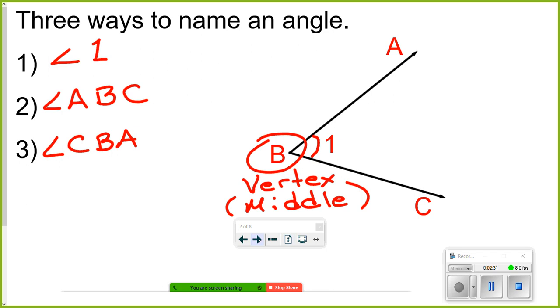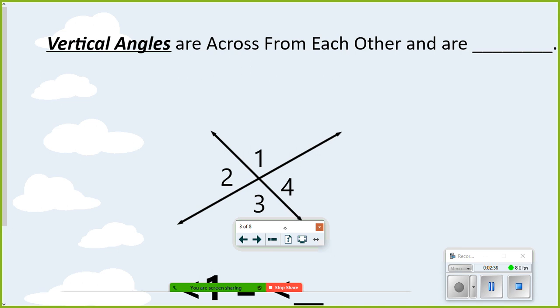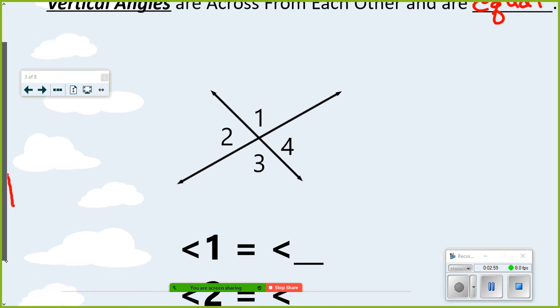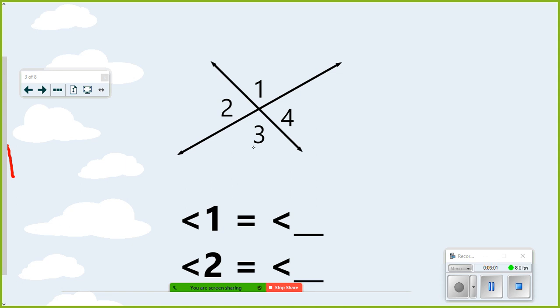All right, so now we're going to look at the relationships. The first relationship we're going to look at is what are called vertical angles. Vertical angles are angles that are across from each other, and the reason this relationship is important is because vertical angles are equal. Vertical angles in this picture are angle 1 and angle 3, and those two angles are equal. So if I told you that angle 1 was 80 degrees, that means angle 3 is also 80 degrees.